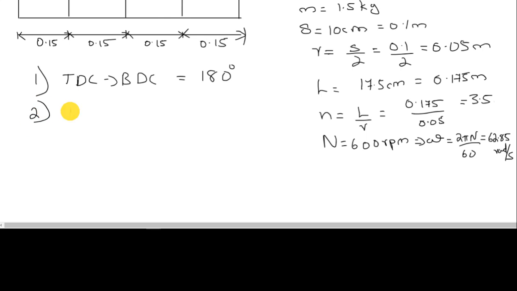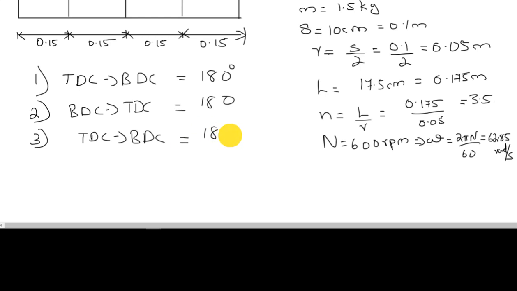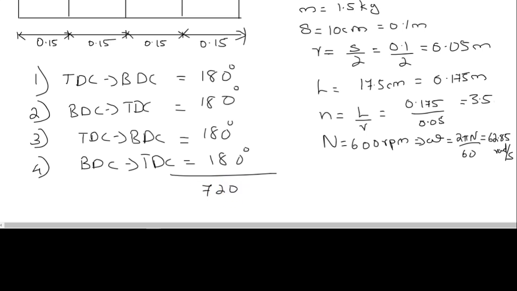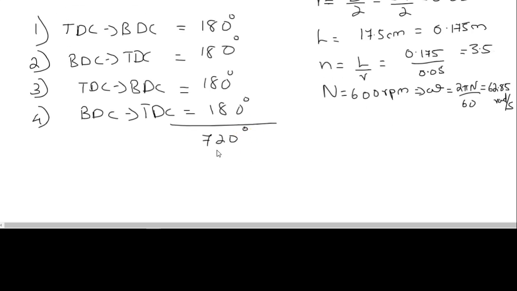Second stroke, again BDC to TDC, will be for compression. That will again create 180 degrees. Third will again be TDC to BDC. That will be the power stroke or expansion stroke. Again 180 degrees of travel. And the fourth, last exhaust stroke, will be BDC to TDC. That will create another 180 degrees of travel. So 720 degrees, or 2 into 360 degrees, it will travel for a four-stroke engine.